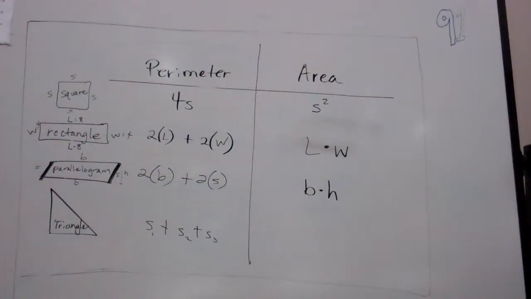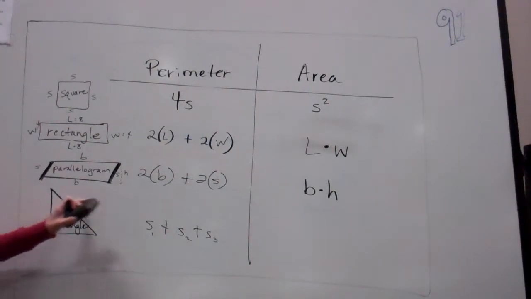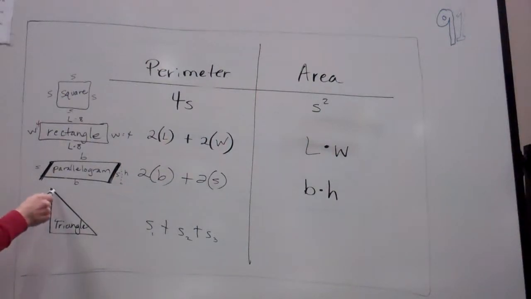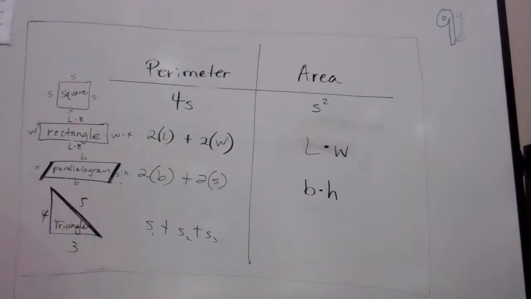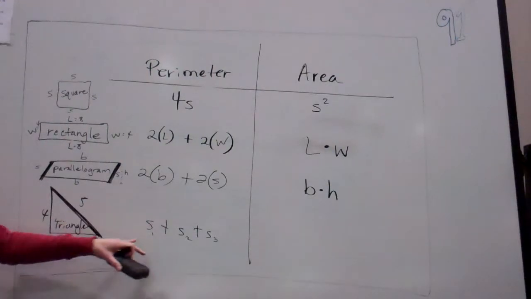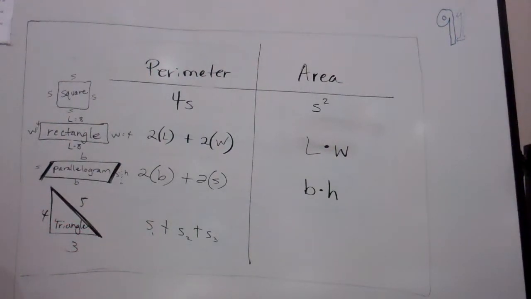Would that also be 3S? No, because every side's going to be different. Because this is the longest side of a triangle, so it would be something like 3, 4, 5. So you'd go side 1 plus side 2 plus side 3. There's really not a great formula for that one.